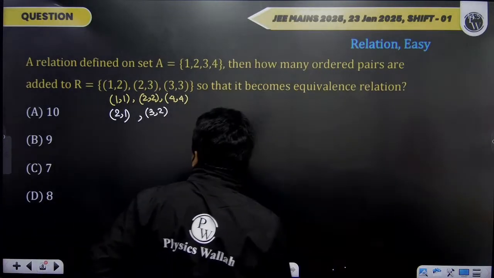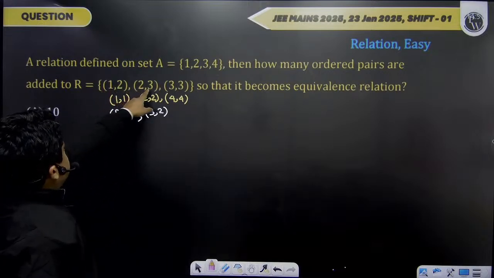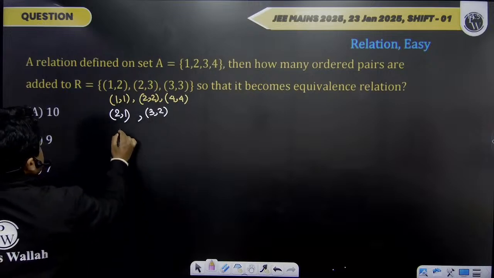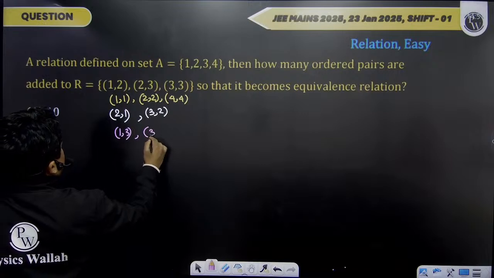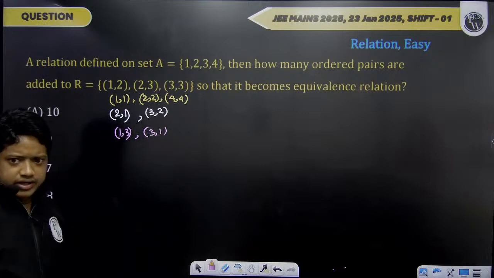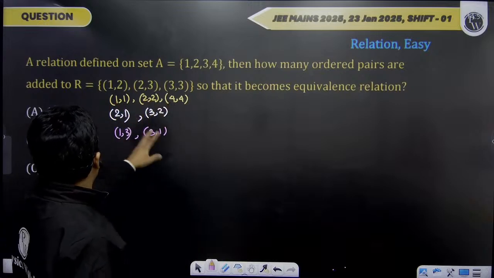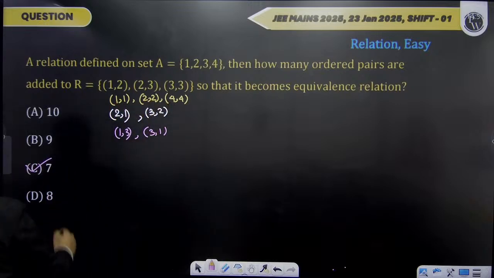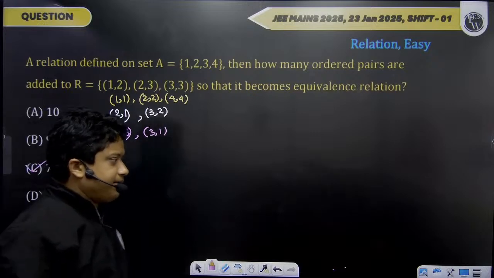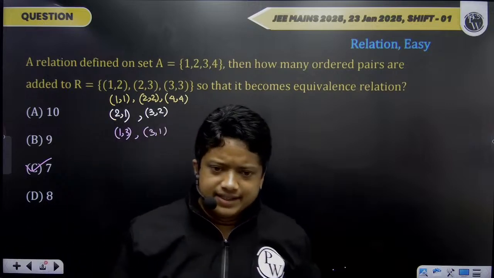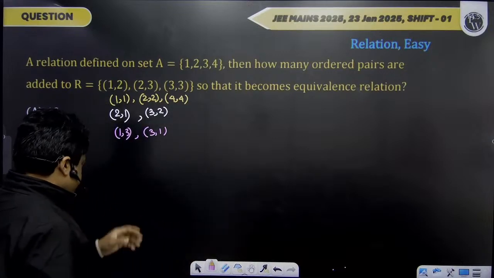Now what we have to add for transitivity? 1, 2 is there, 2, 3 is there, so 1, 3 must be there. Now 1, 3 also should be there, means 3, 1 also has to be there for symmetricity, right? So totally how many elements we have to add? 1, 2, 3, 4, 5, 6, 7. So option C will be the correct answer to this question, right? Okay, fine. So this is also a kind of easy question, NCERT level. You get such kind of questions in your board exams also.